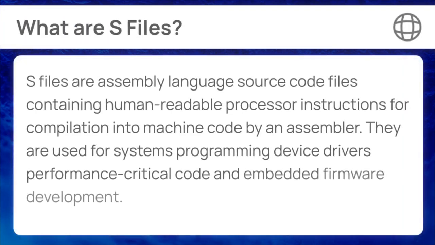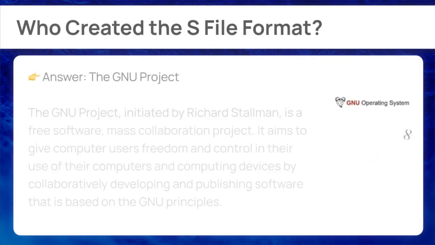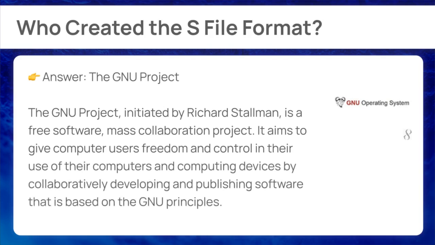S files are assembly language source code files containing human-readable processor instructions for compilation into machine code by an assembler. They are used for systems programming, device drivers, performance-critical code, and embedded firmware development.